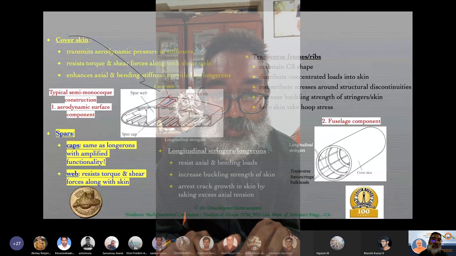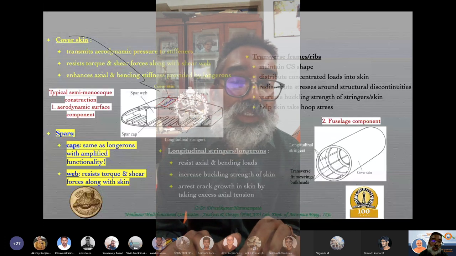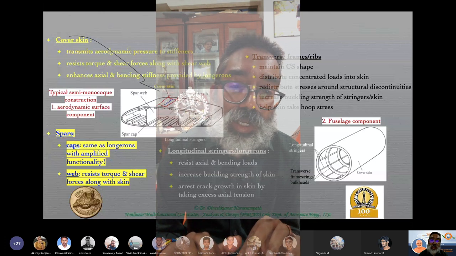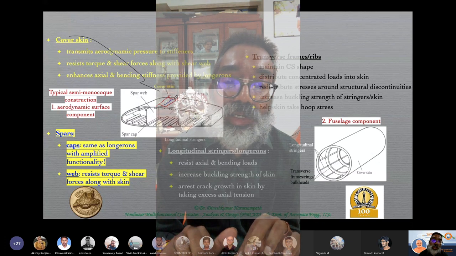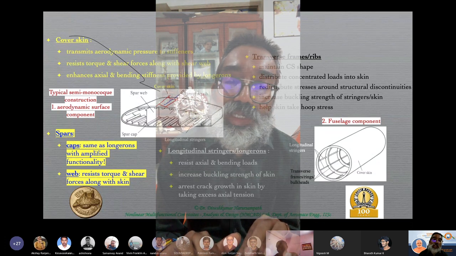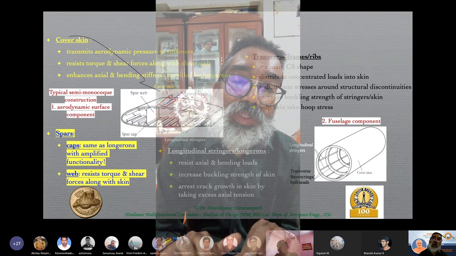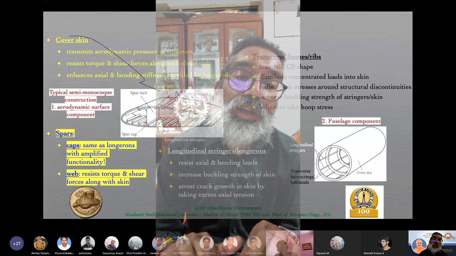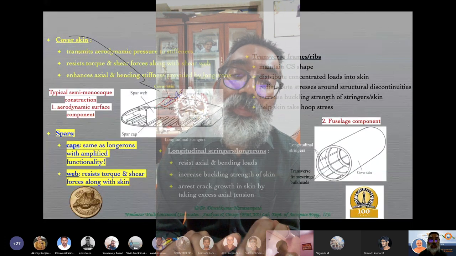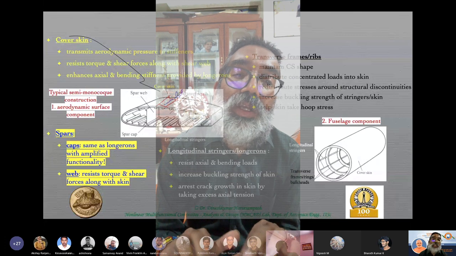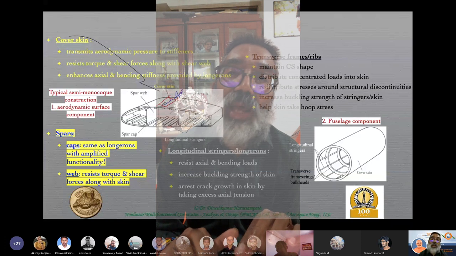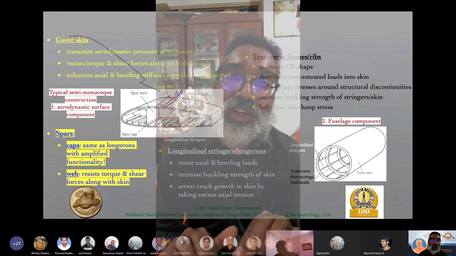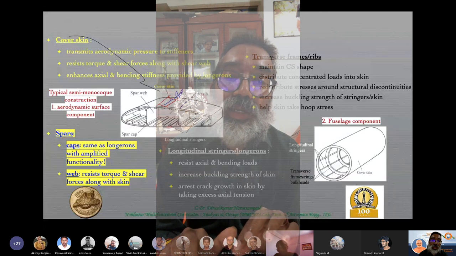Are you able to see my screen? Yes, sir. So it hits the transverse rib, which is much stiffer and stronger compared to the skin, right? Because the skin is very thin. The rib has a much larger cross section, and so it hits that. So the ability of the crack to go beyond that is either postponed or completely avoided. So that is basically what is happening over there. For a crack along the span, those are arrested or delayed by the transverse ribs.